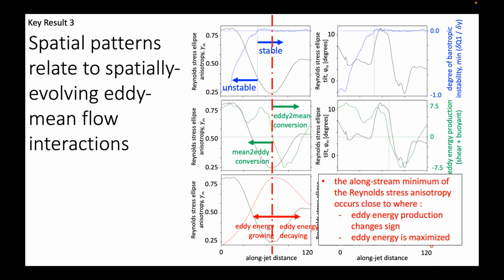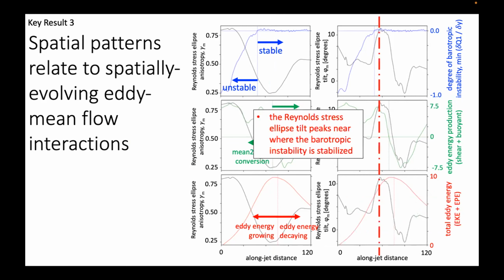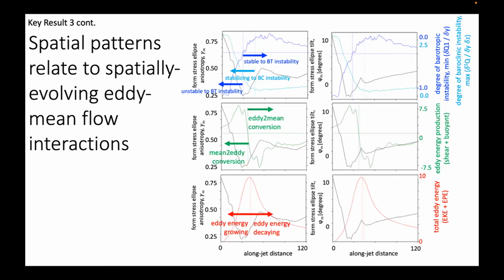Okay, so we can notice that this minimum in anisotropy aligns where the eddy energy production changes sign. So we go from putting energy into the eddies to taking energy out of the eddies, and that's where that peak occurs. And similarly, you see that pattern in the eddy energy evolution. The Reynolds stress ellipse tilt peaks near where the barotropic instability is stabilized. And so that also makes sense with our understanding, and that lets us know where that maximum occurs.